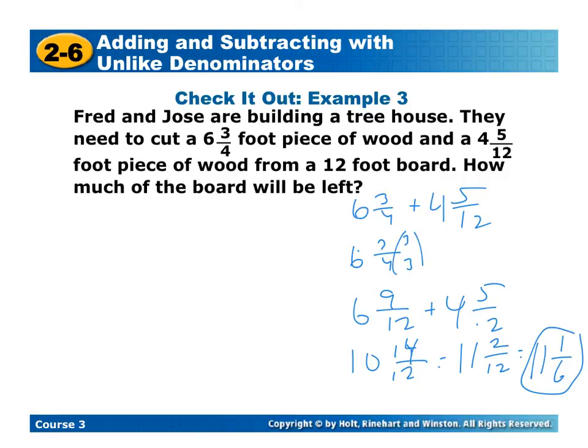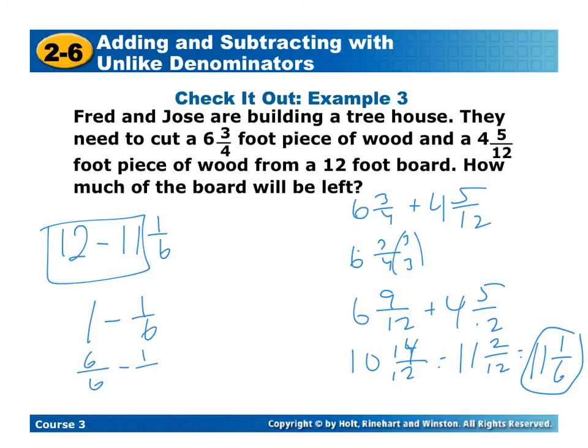So now that we have our total of what they need to cut, we need to subtract that from our 12. So we're going to do 12 minus 11 1/6. So if I do 12 minus 11, okay, I have 1, and we're going to subtract 1/6 from it. So 1 is really 6/6 minus 1/6. It's going to give us a final answer of 5/6 the board would be left.